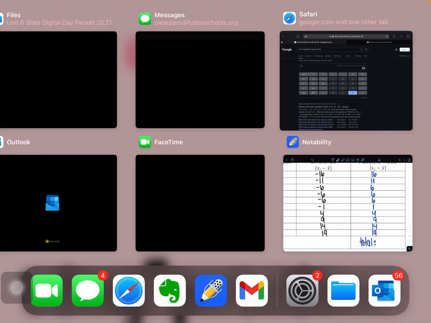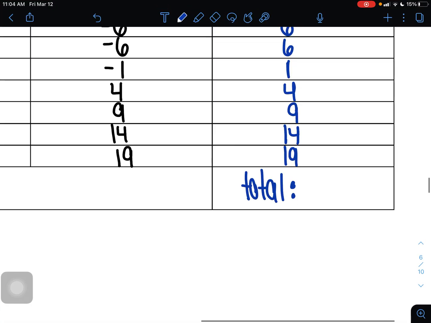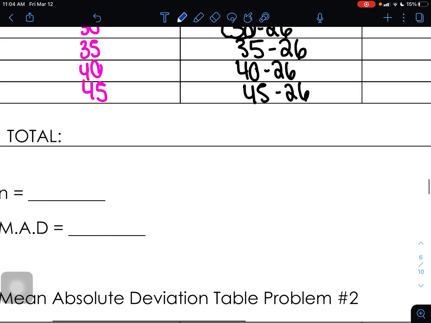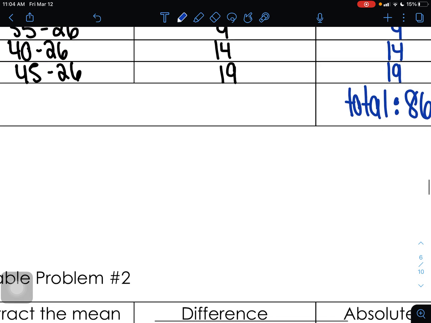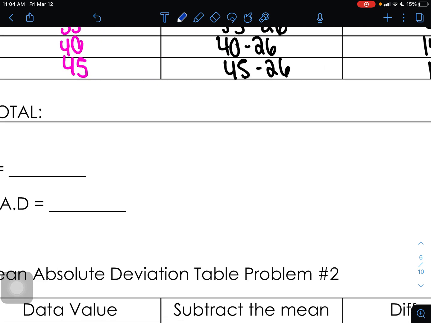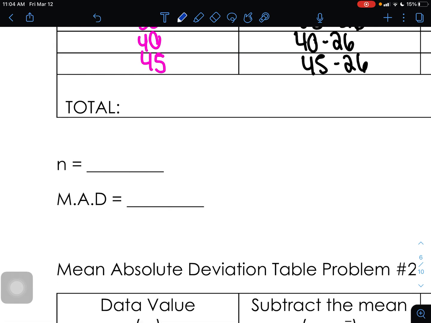86. That is the sum of those numbers. So my total right here is 86. And then what do I do to figure out the mean? I have to divide the total by the number in my set. So how many numbers did we have? 10. So our mean absolute deviation, or our MAD, is just going to be 86 divided by 10, which is just 8.6.